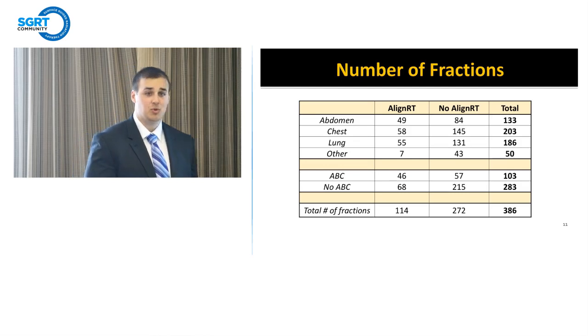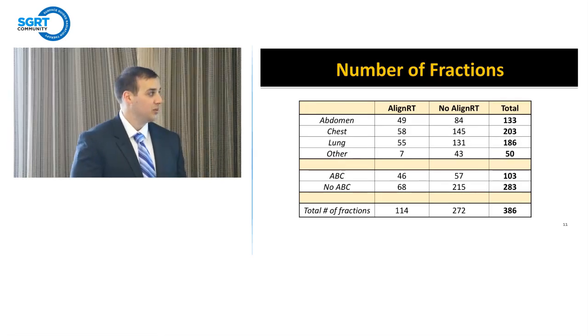And now looking at the actual fraction analysis, we see the same trend in which abdomen is close compared to that of chest, lung, and other. ABC is close compared to that of no ABC. And so looking at all the fractions, we do see that the dispersion of the data is 114 were set up with AlignRT, and 272 fractions were set up without AlignRT. Again, just being a retrospective study.